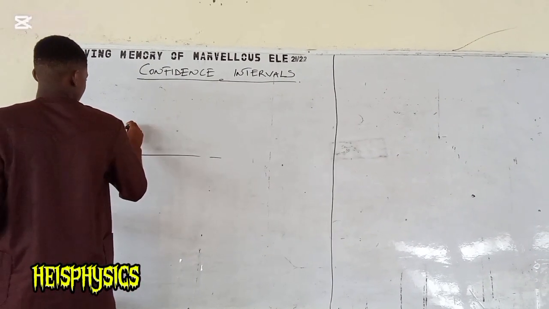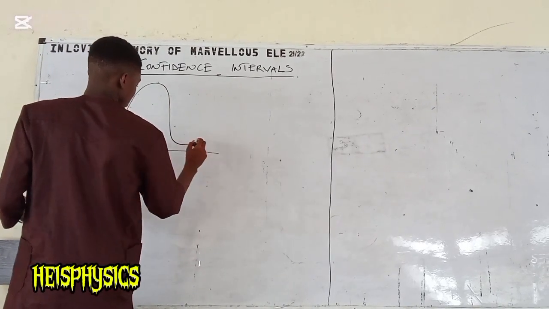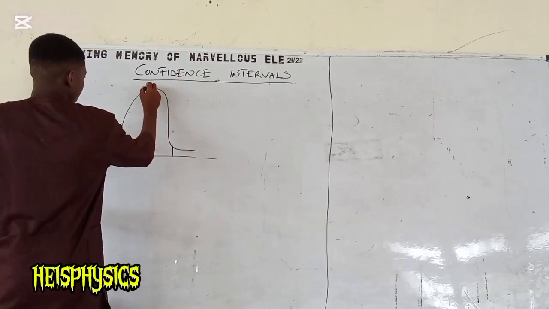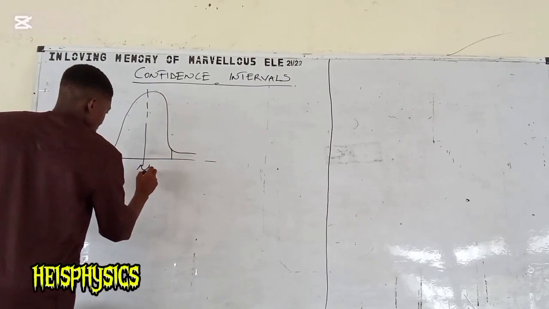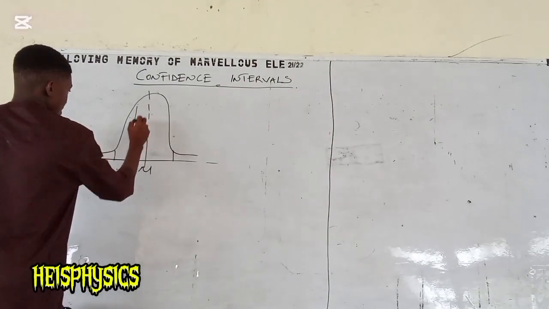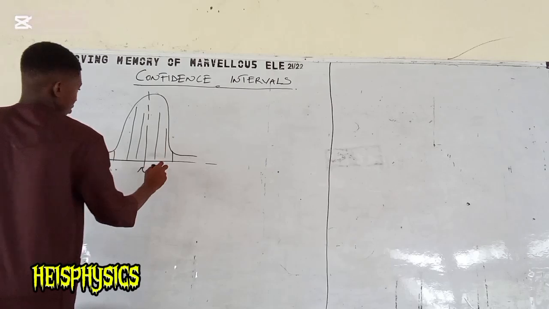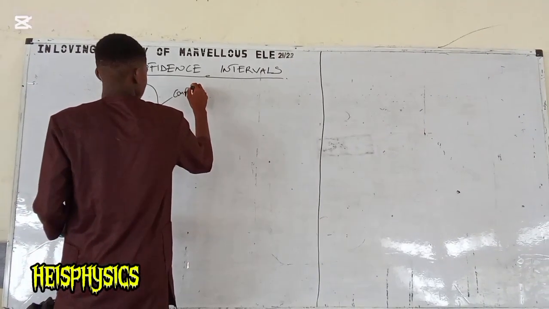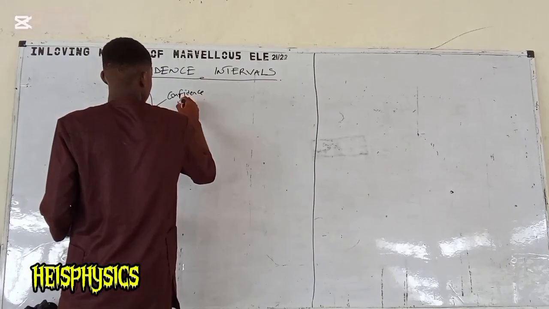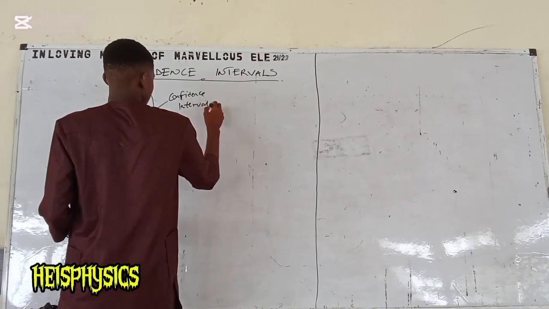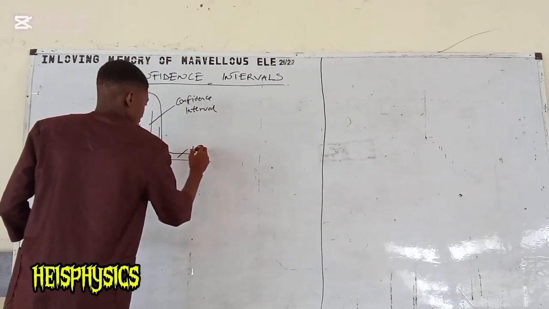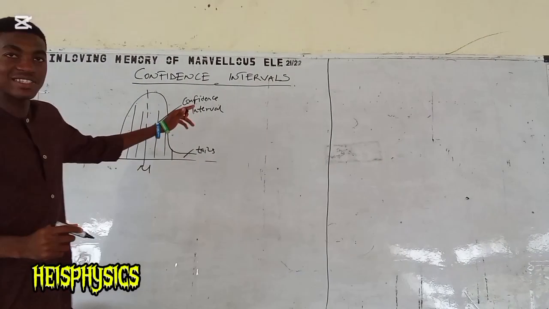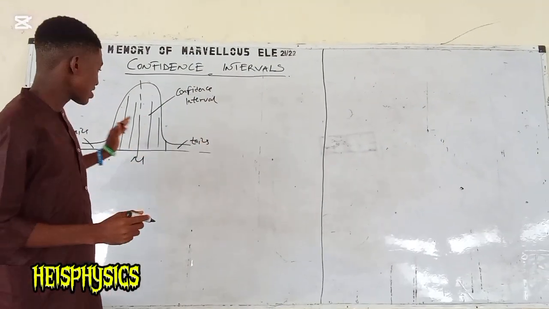We have the curve. Here is called the population mean. This place is called the confidence interval. Here are called the tails. Here is called the confidence interval. These places are called the tails.